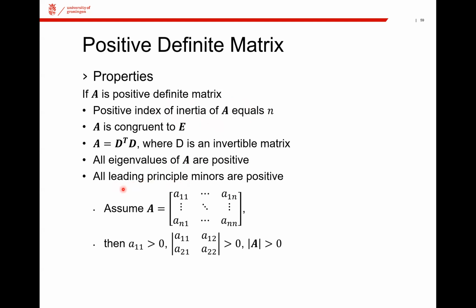And the last one, all leading principal minors are positive. Assume the matrix A has the dimension of n. Then A11, this one will be positive, and the determinant of these four elements will be positive, and it will continue until the determinant of A is positive. So all leading principal minors are positive.